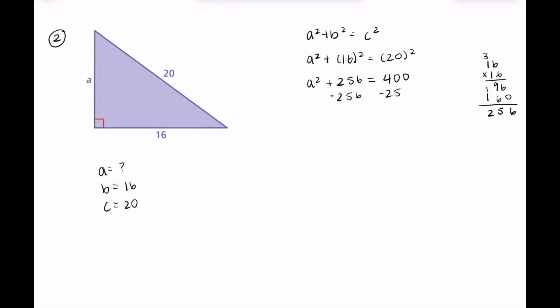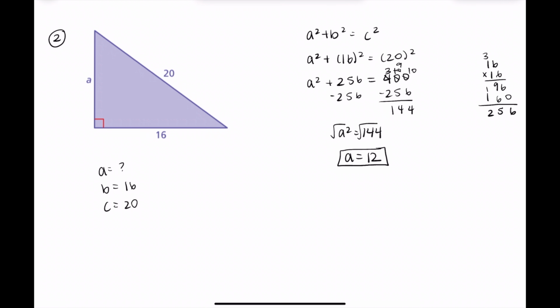Now to get the a squared alone, we have to subtract that 256 on both sides. When we do that, we know that 400 minus 256 just gives us 144. So if we have a squared equals 144, we would just take the square root of each side. And when we do that, we end up getting that a equals 12. So that would be our missing side length for number 2. And now we will move on to our third practice problem for today.